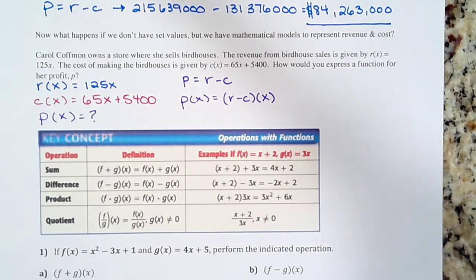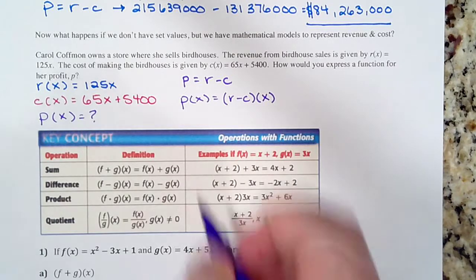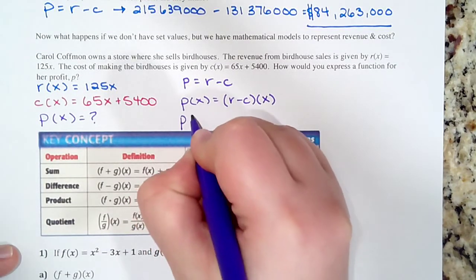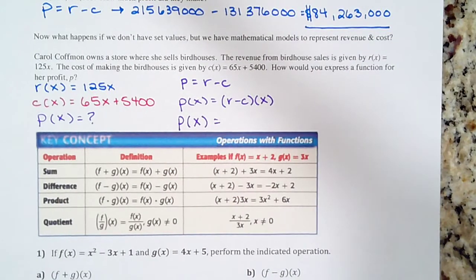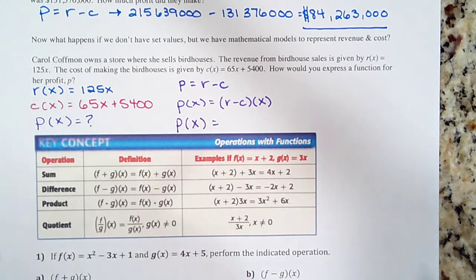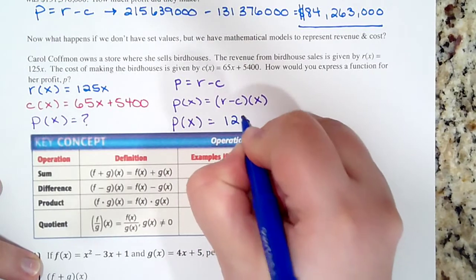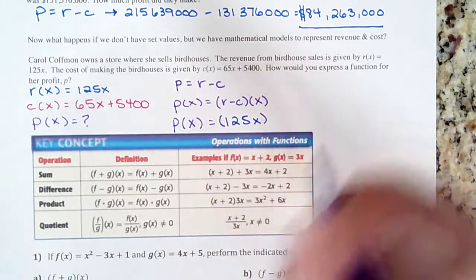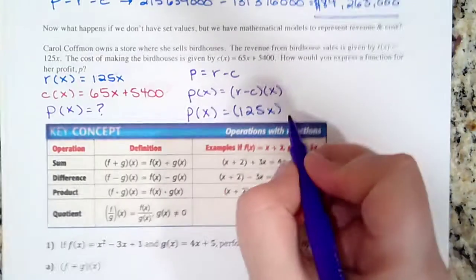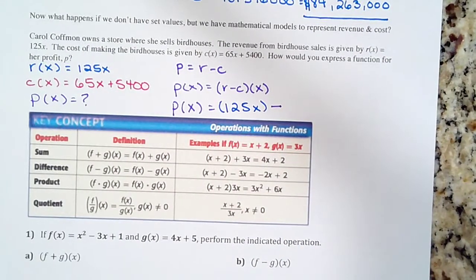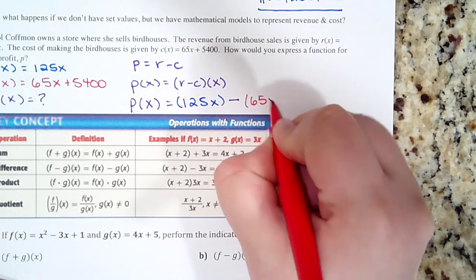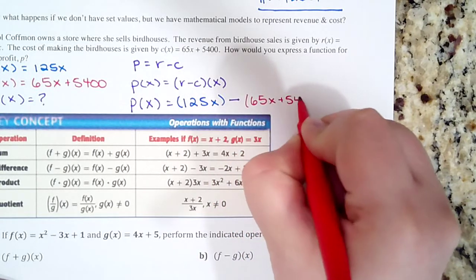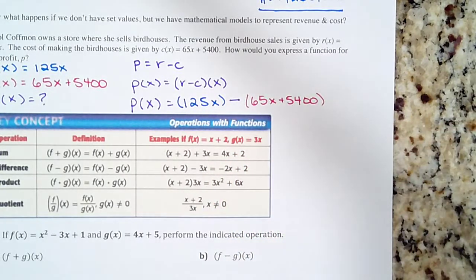So I'm going to do one more step here. It's not super necessary, but I do want to show you that if I were to plug in the models that it gave us, I would have P of x equal to R of x, which is 125x. I'm going to put it in parentheses. You'll see why in a minute. Minus my cost, which is 65x plus 5,400. Now, why did I put it in parentheses?